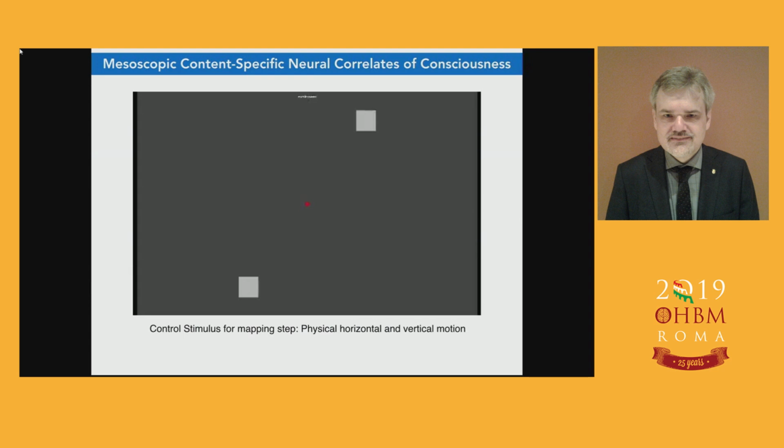And now comes the main stimulus. And you have to look at this because I will ask you what you see. So here's a stimulus. So what do you see? Do you see motion? Horizontal motion? Yes. Is someone seeing vertical motion? Yes, some see vertical motion.